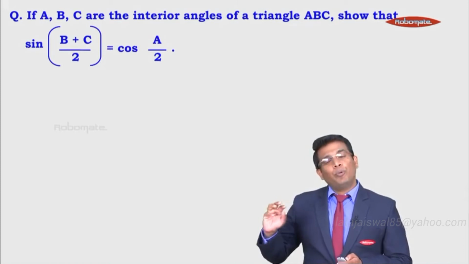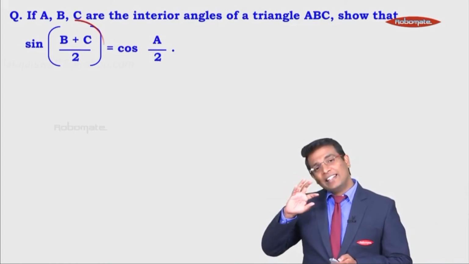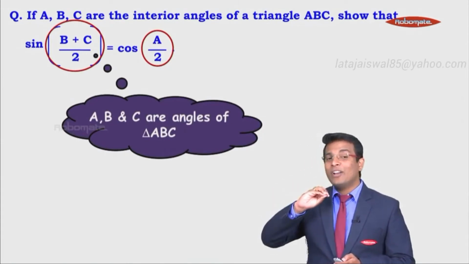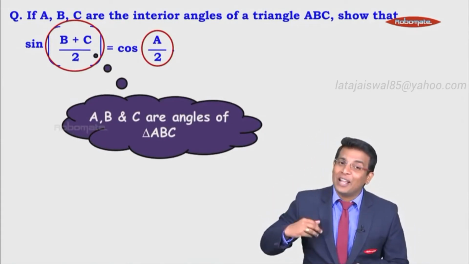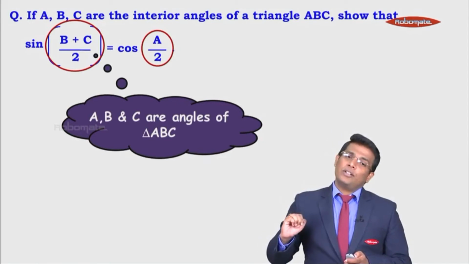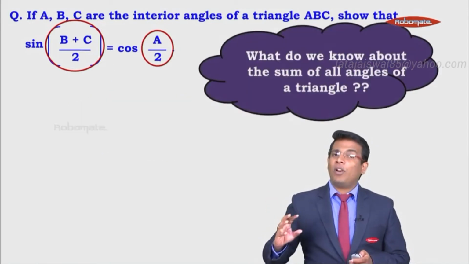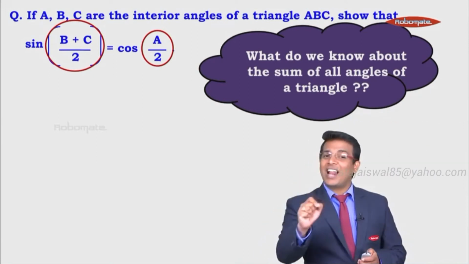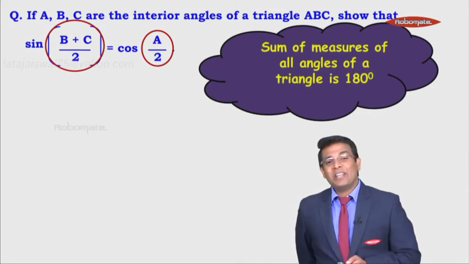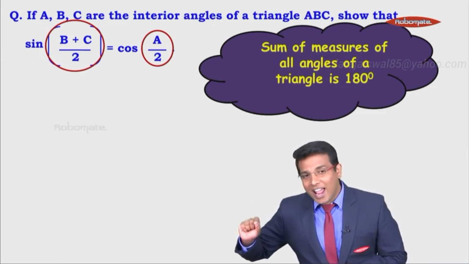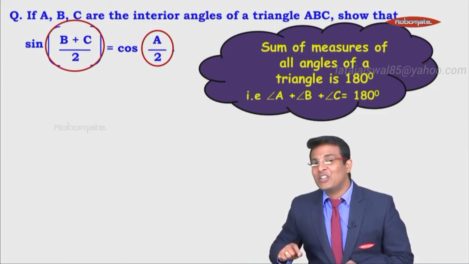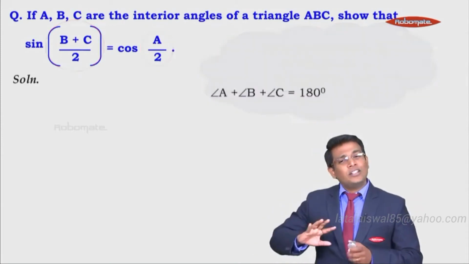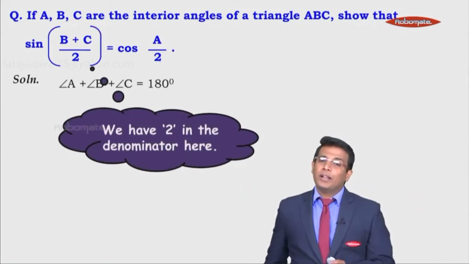If you look at the proof, and if you look at the left hand side and the right hand side, the angles which you have are B, C and A. And what are A, B and C? They are angles of triangle ABC. So the next question is, what do we know about the sum of all angles of a triangle? We know that the sum is equal to 180 degrees. That means angle A plus angle B plus angle C is equal to 180 degrees. Right? Isn't that easy till now? So that is the very first thing we understand from the sum.